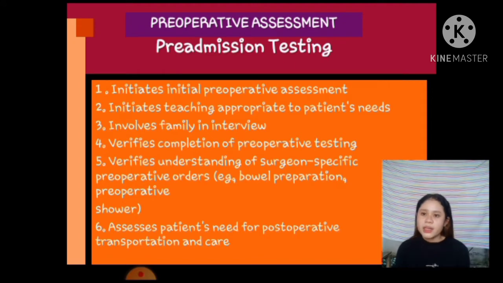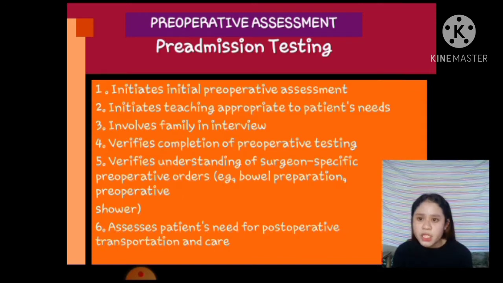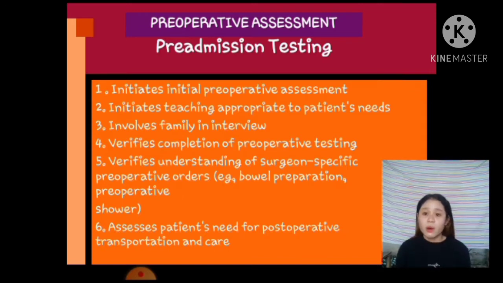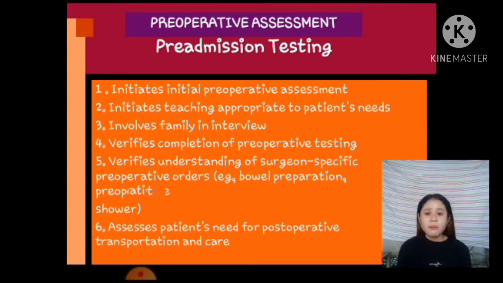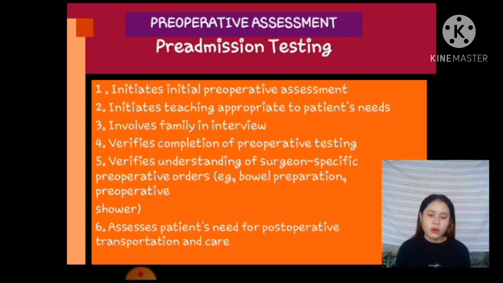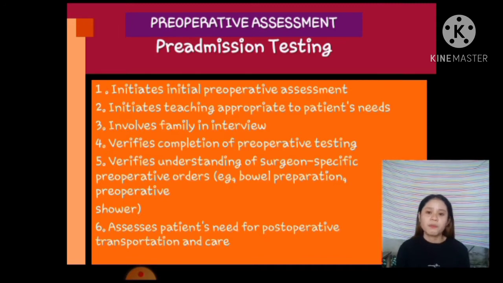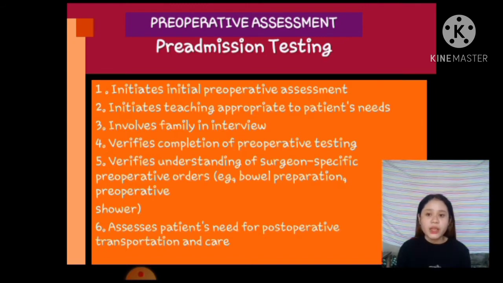Next, verifies completion of preoperative testing and verifies understanding of surgeon-specific preoperative orders. Examples here are bowel preparation and the preoperative shower. In bowel preparation, the bowels are emptied to make sure there are no problems from infection. Next is the preoperative shower. Here, it is pre-admission bathing or skin cleansing protocols to reduce the microbial burden on the skin of the patient prior to surgery.